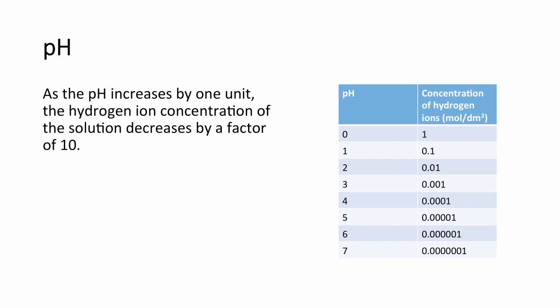This means that if a solution has a pH of 1 and another has a pH of 2, there is 10 times as many hydrogen ions in the solution with a pH of 1 than there is in the one with a pH of 2.